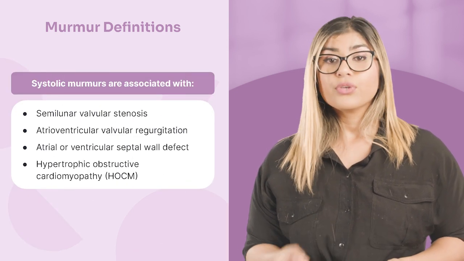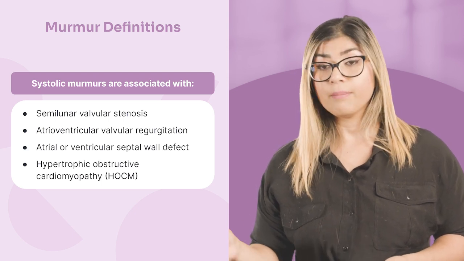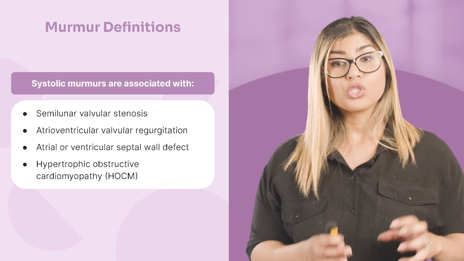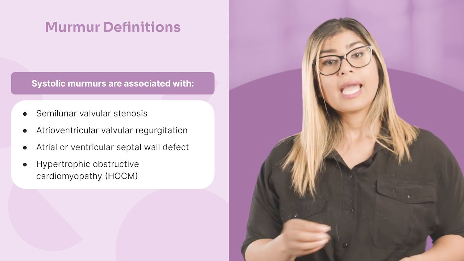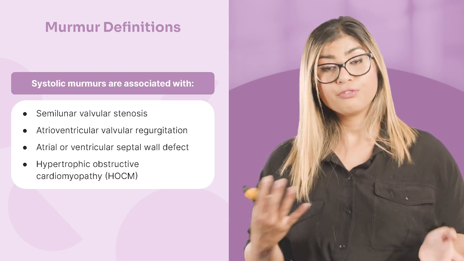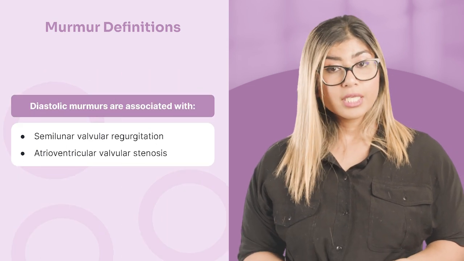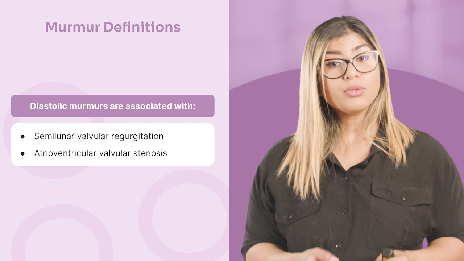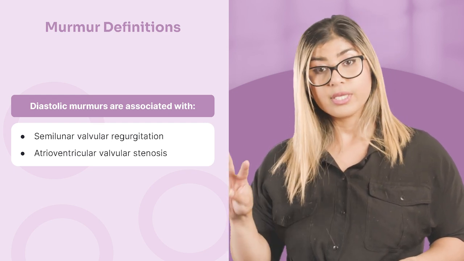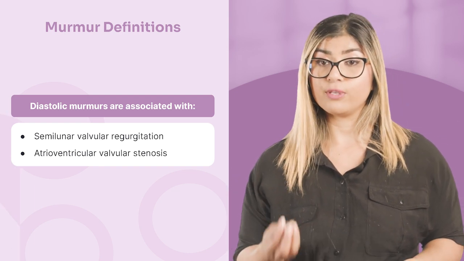Systolic murmurs are associated with semilunar valvular stenosis, so these are the aortic and pulmonic valves, AV valvular regurgitation, so these are the tricuspid and mitral valves, atrial or ventricular septal wall defects, or HOCM, hypertrophic obstructive cardiomyopathy. Diastolic murmurs are associated with semilunar valvular regurgitation and AV valvular stenosis, so the opposite problem to what systolic murmurs are associated with when we're talking about valvular dysfunction.